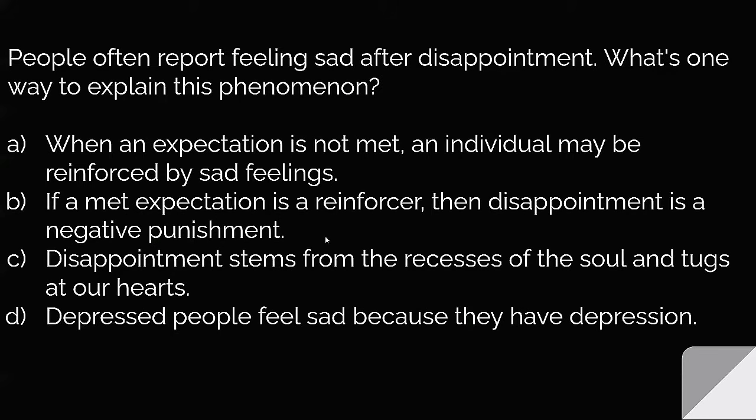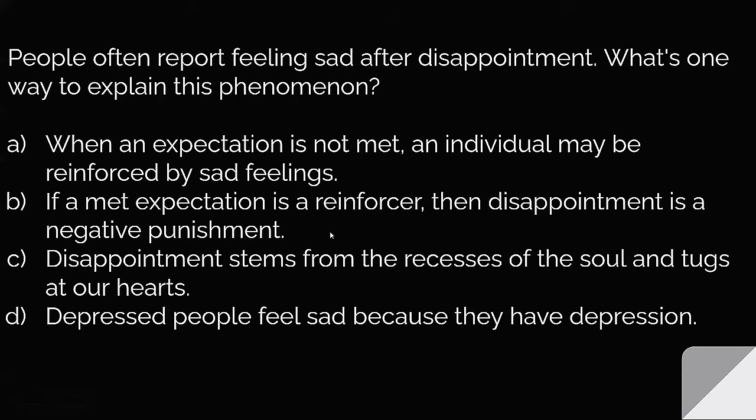So this sort of leaves us with B, but let's check that out. If a met expectation is a reinforcer, then disappointment is a negative punishment. Expectation is a reinforcer. So I want that reinforcer. There it is. There's an establishing operation in effect, and then disappointment. I don't get the reinforcer. Okay, so I'm guessing that the disappointment means that that reinforcer is removed somehow. Negative punishment. Well, these are a little convoluted, I'm not sure, but B is the best answer because I can't make A work, and you guys know C and D are not it.